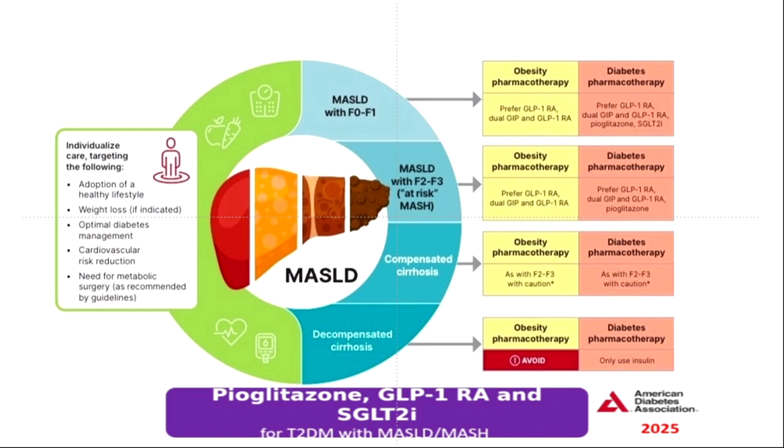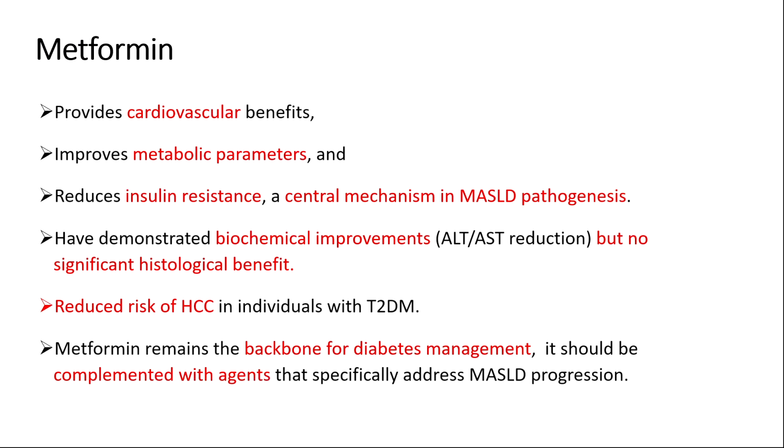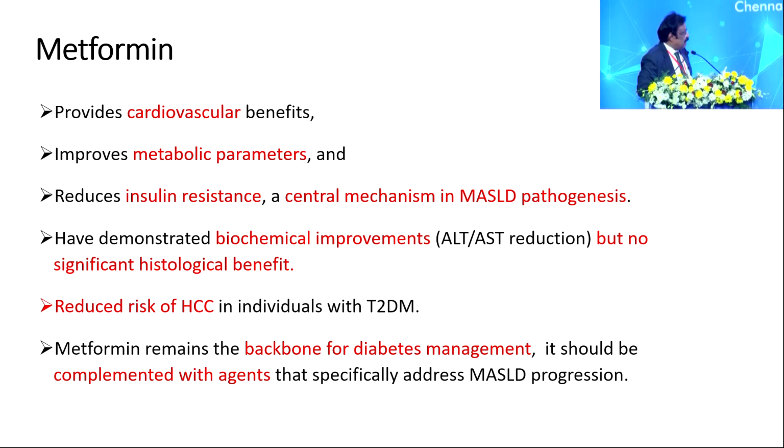So pioglitazone, GLP-1 receptor agonists and SGLT2 inhibitors in the treatment of type 2 diabetes with MASH and MASLD are much encouraged here. Of course, metformin, Dr. Unnikrishnan has clearly shown. I am not going into the detail of metformin because of the time constraint. It provides cardiovascular benefits, metabolic parameters are also improved, and it reduces insulin resistance, the central mechanism of MASLD. All these things are there with metformin therapy. It has demonstrated biochemical improvements in liver enzymes and reduced the risk of hepatocellular carcinoma.